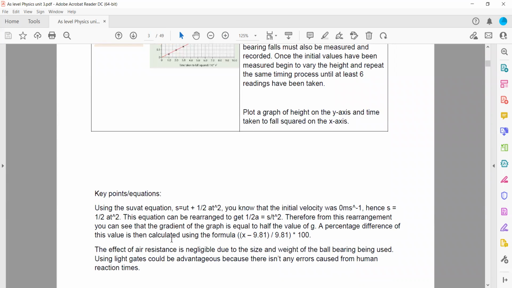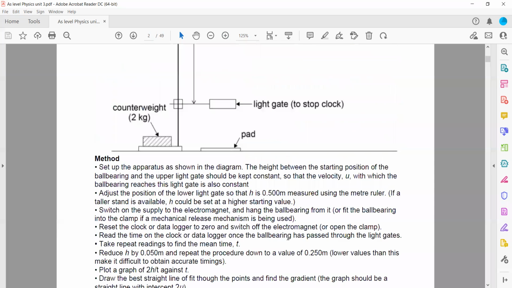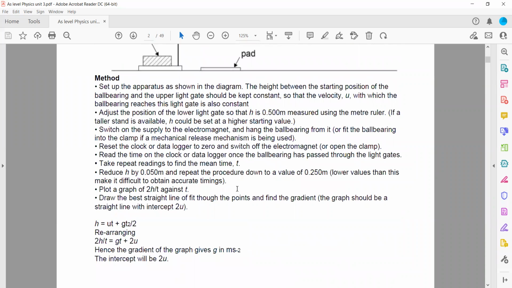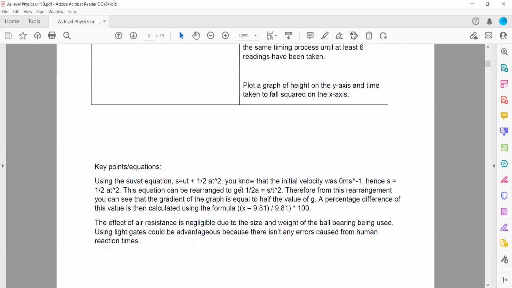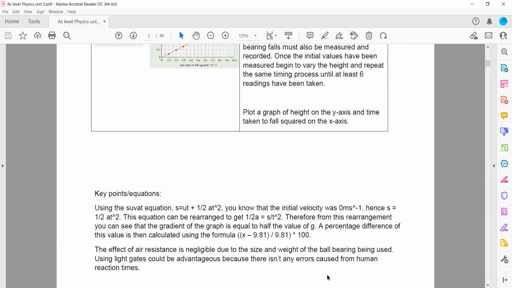What we assume here is that we neglect the effect of air resistance, we consider air resistance as negligible, and the weight of the ball bearing, which is the main reason, because of the size and weight of the ball bearing which we are using. Using a light gate could be an advantage. Why is using a light gate an advantage here instead of using a stopwatch? Because if you are using a stopwatch, then reaction time will be there, but with light gates there is no reaction time. Is it clear, the first experiment?